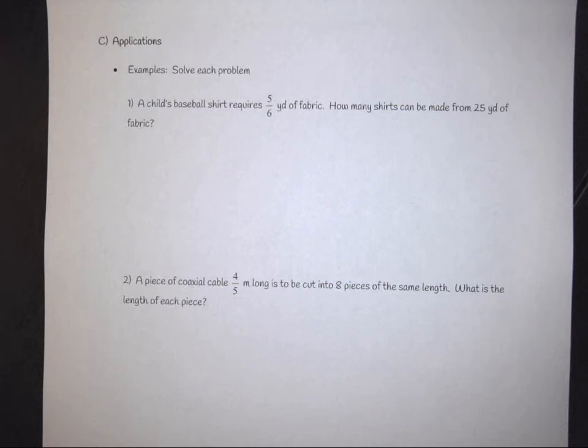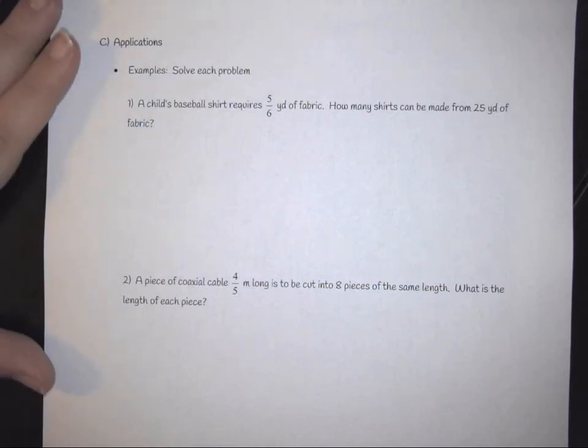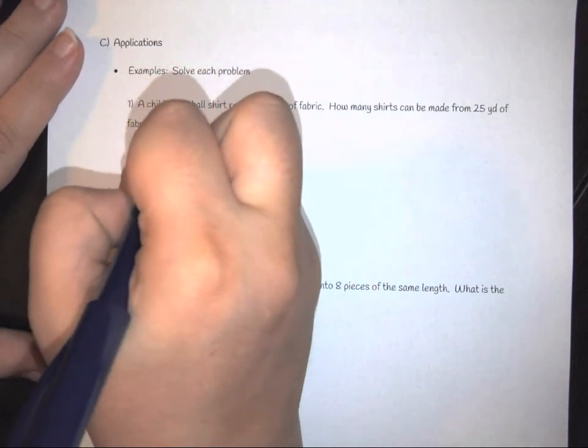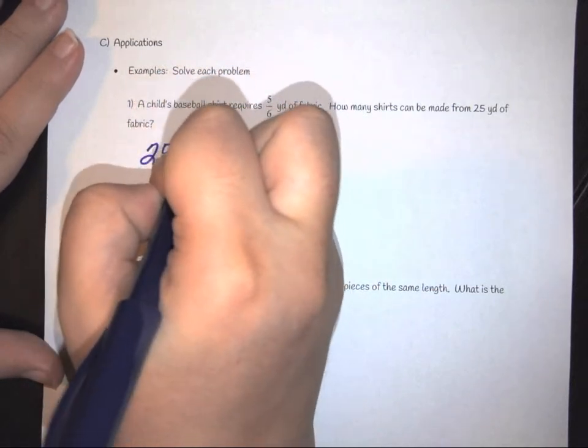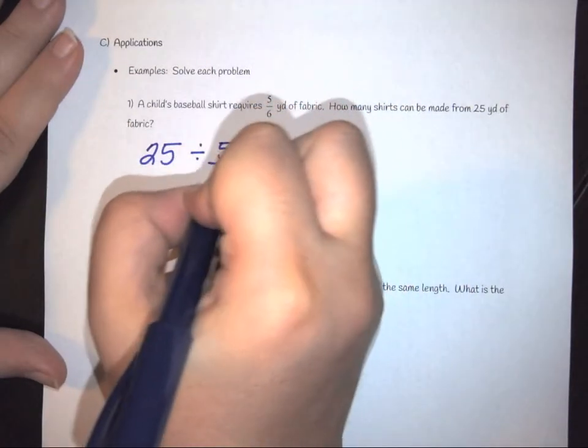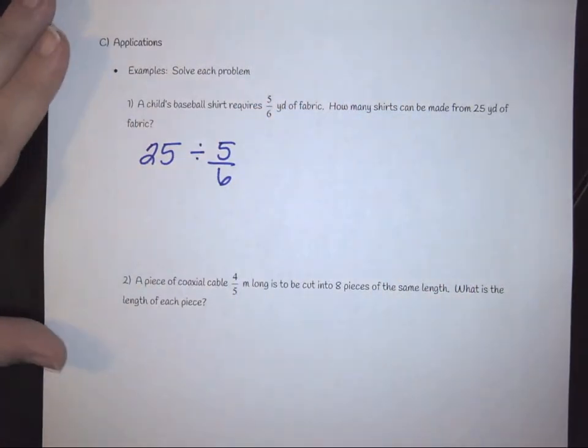And so here we have a total of 25 yards. We want to cut 5/6 yard pieces, and we want to know how many pieces we actually can get. So that's the division problem, which means you're going to take the whole. So we're going to take the whole, which is 25, and we are going to divide it by the part, 5/6. Okay.